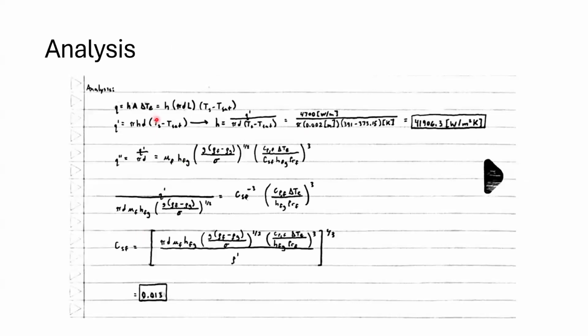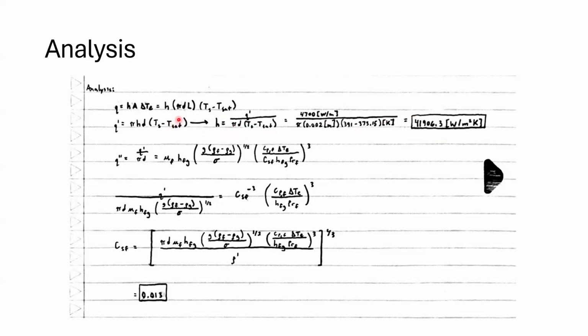So to go about and solve this, I first rearranged Newton's law of cooling. We were given the heat transfer rate per unit length. And so we have all of the unknowns we need to solve for the heat transfer coefficient h. And so when I plug in all those values, I'm getting 41.9 kilowatts per square meter Kelvin.